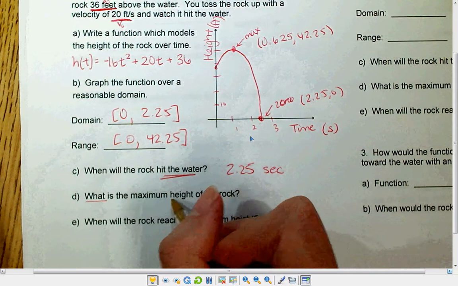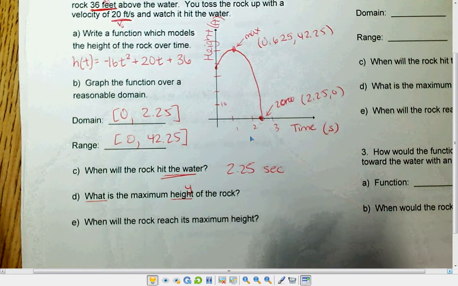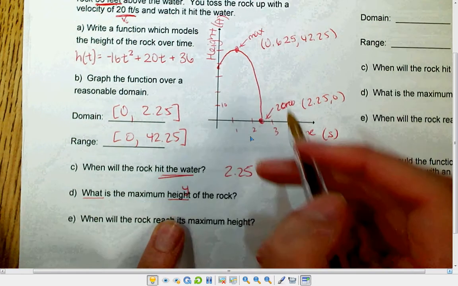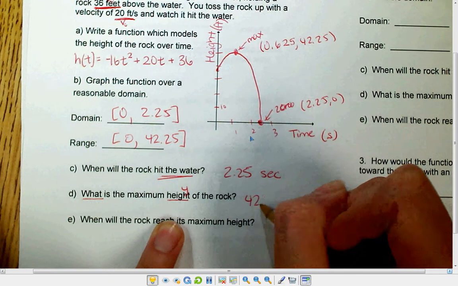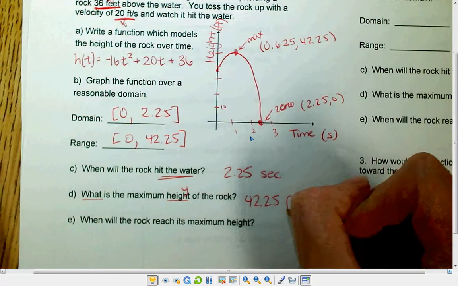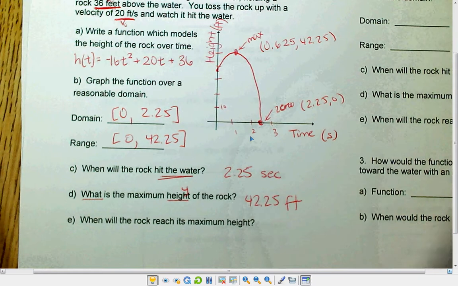What is the maximum height? The height is our y value, so we're looking for what is the y value of the maximum, which is 42.25. Height is measured in feet, so this is feet.